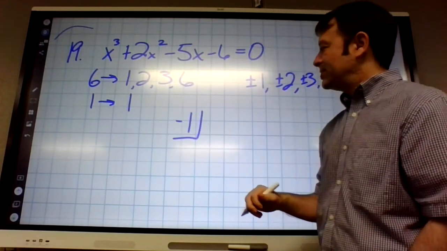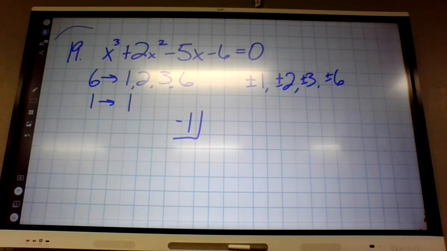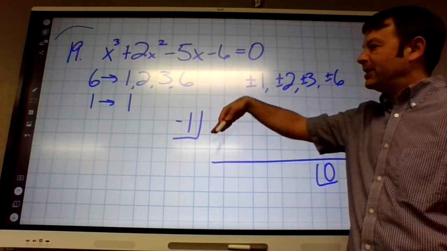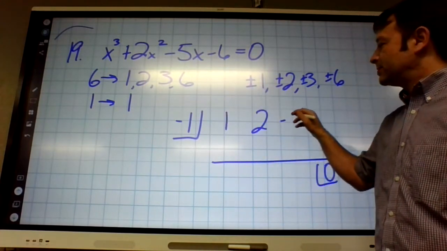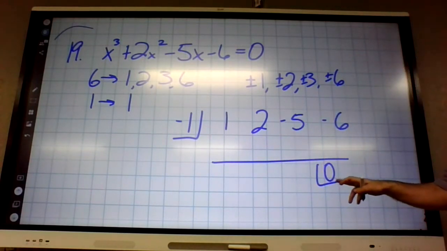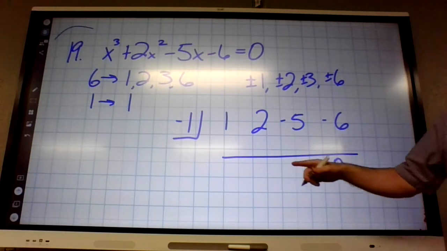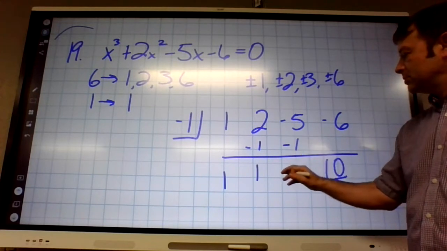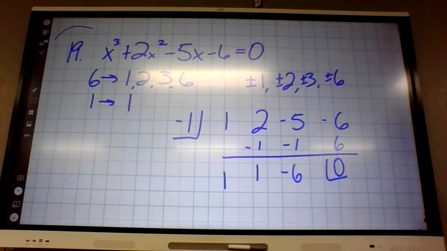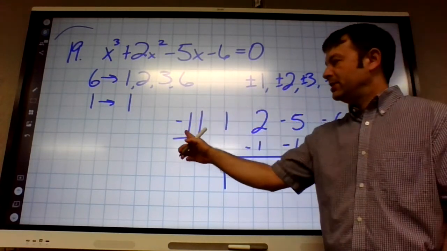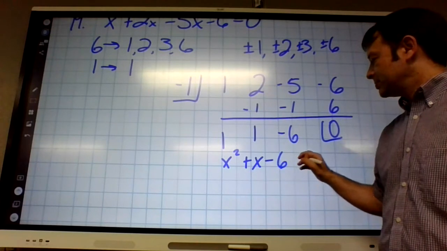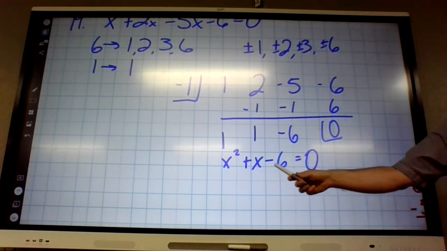So I'm going to use synthetic division to kind of show that negative 1 works. Should come out as 0 over here. And also to kind of divide out negative 1 as an answer. It kind of does two things at once. If I did it right, this should come out as 0. So add down, multiply up, so negative 1 is a solution, and my last two solutions are right here, inside this.